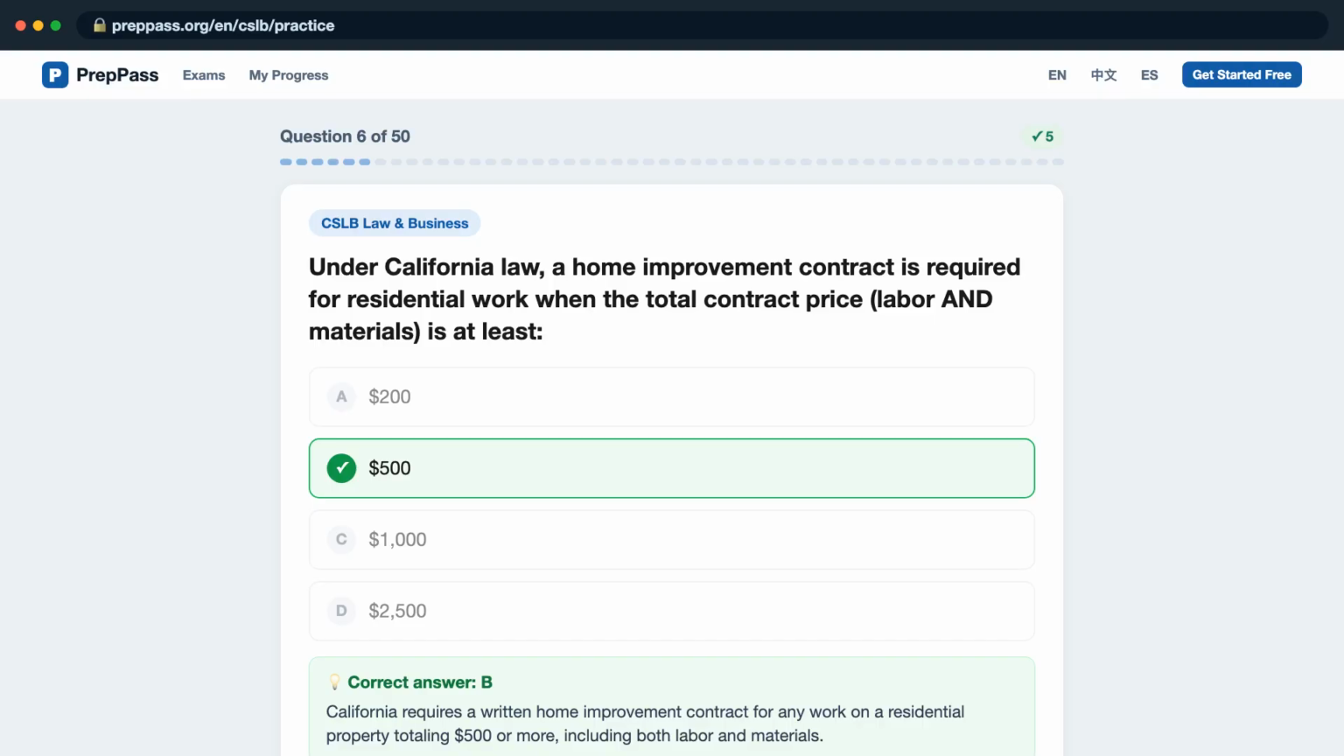The correct answer is B. California requires a written home improvement contract for any work on a residential property totaling $500 or more, including both labor and materials.